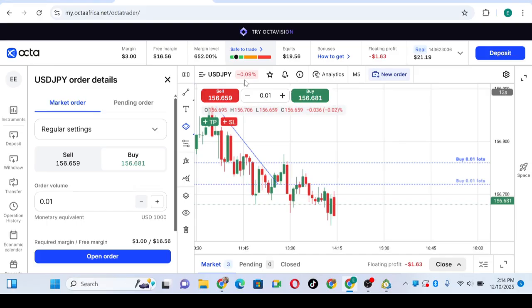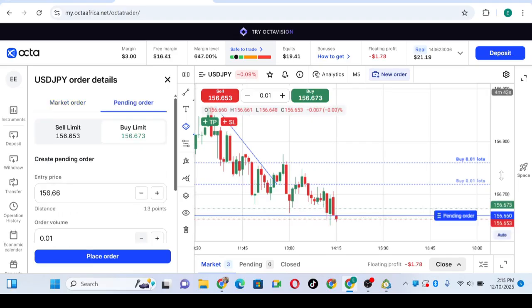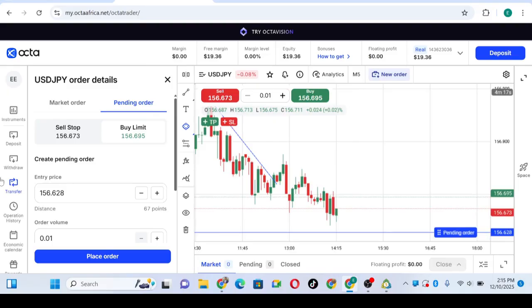And when you go to new order, you have market order, you have pending order. Now pending order is that you want to enter this trade in the future, not right now. We say, once this trade gets to this particular place, execute the trade for me. That's just the concept of new order or pending order. If this trade gets to this place, I want the trade to start. But market order is that we are entering the trade right away.